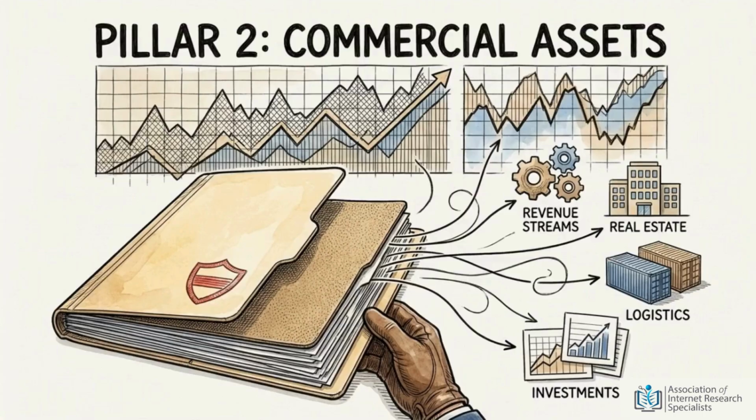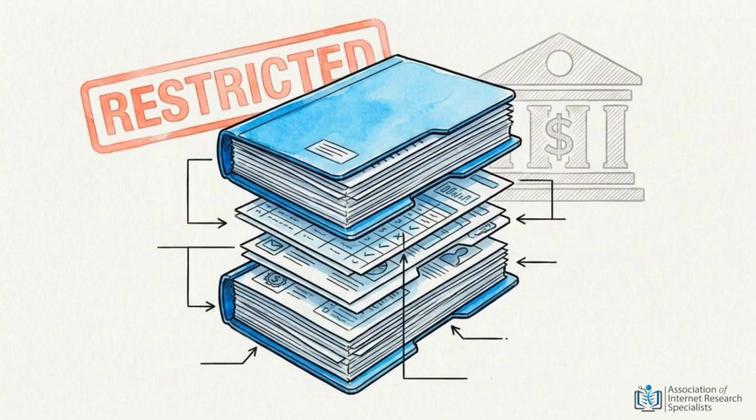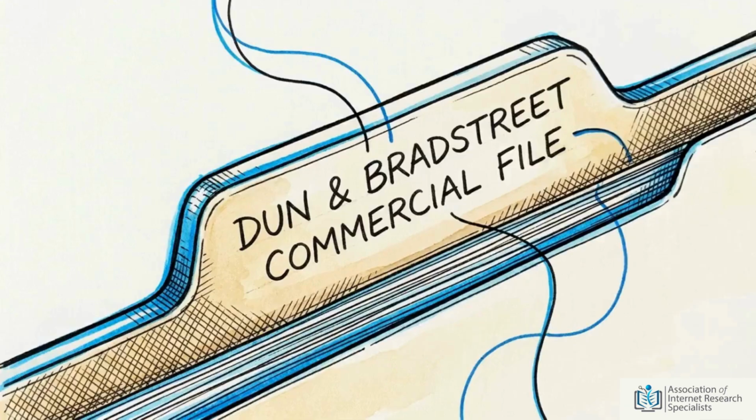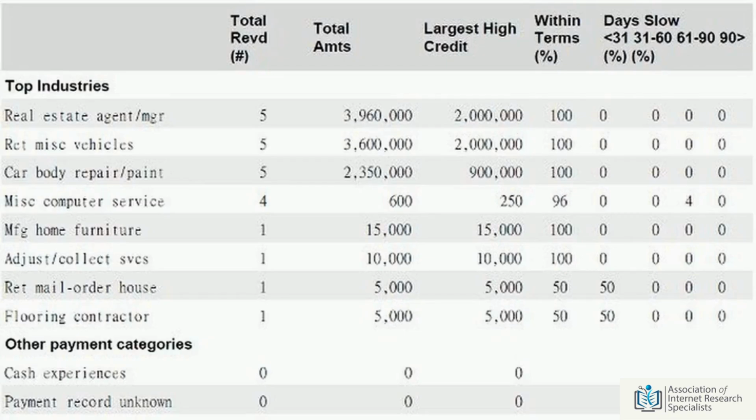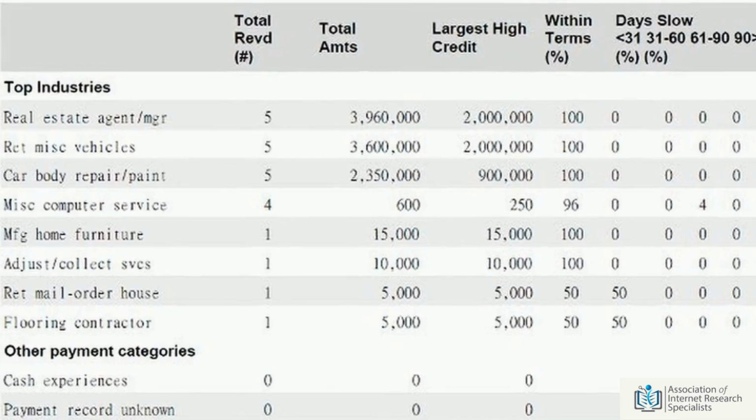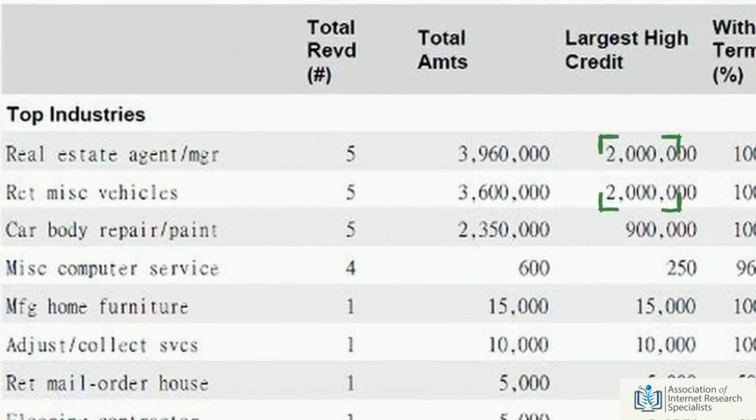Moving to the target's second pillar, we need to verify their claimed corporate assets and financial footprint. To cross-reference corporate asset claims without accessing protected banking data, investigators analyze commercial records, specifically Dun & Bradstreet business files. This is a Dun & Bradstreet payment summary chart showing credit patterns across top industries. To build a commercial profile, investigators analyze the largest high credit column. Here, we see multiple $2 million limits granted in the real estate and vehicle sectors.